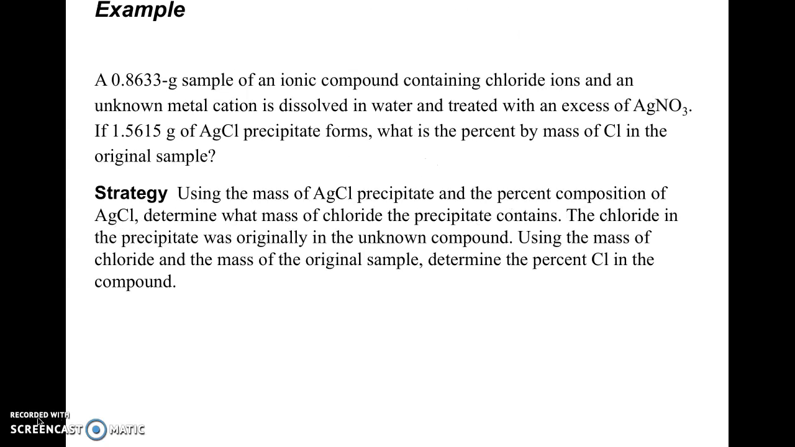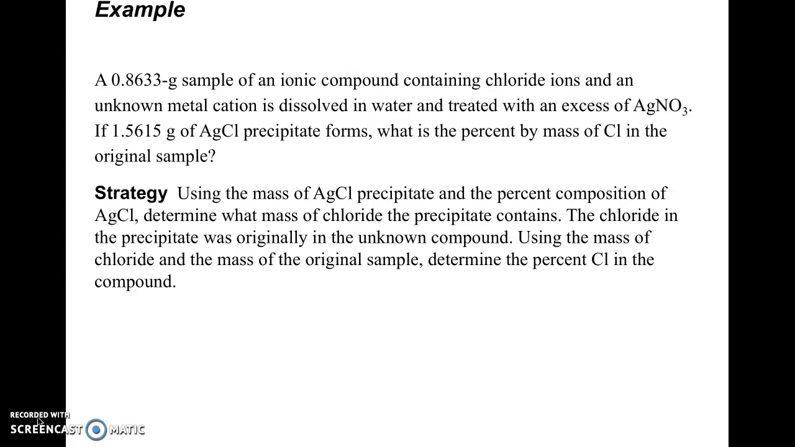So here's a question. You have this 0.8633 gram sample of an ionic compound that you know has chloride ions in it, and some unknown metal cation, which is not particularly important. It's dissolved in water, and then you react it with silver nitrate. So since there was chloride in the original sample, you'll get silver chloride. And they tell you you get 1.5615 grams of that. What is the percent by mass of the chloride in the original sample?